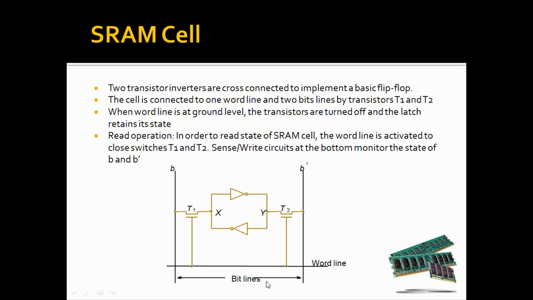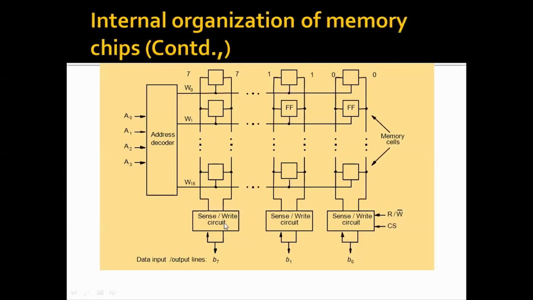Sense and write circuits. நம்ம அதுல பார்த்தோம். Sense and write circuits where the input and output of memory has been connected to the sense and write circuits. At the end of the bit lines, monitor the state of B and B dash and set the output accordingly. இப்போ இந்த SRAM அப்படின்றது என்ன அப்படின்னு பார்த்தோம்னா இந்த பார்ட்டு இதோ இருக்கு பாருங்க. So this we call it a static RAM and it has been connected with B and B dash.